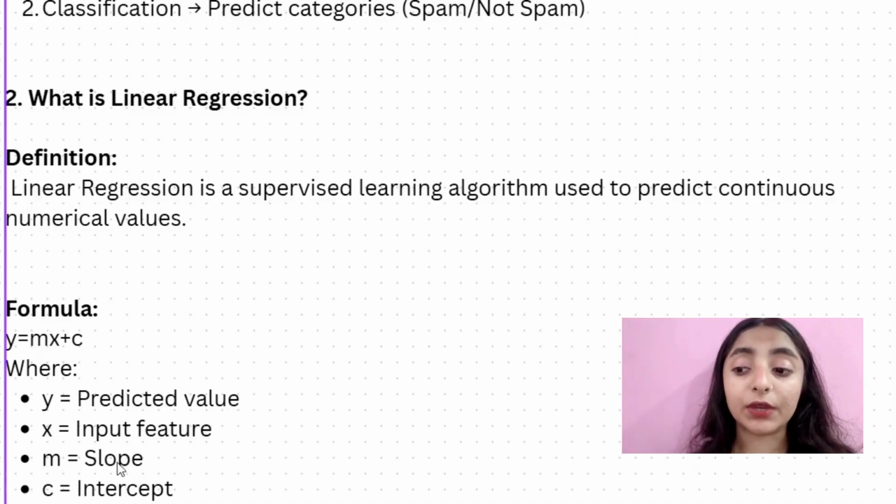x is the input feature we are giving, m is the slope, where linear regression follows the linear equation, meaning a straight line. So it comes as slope and intercept. We all know that it is at the x and y intersection. We'll talk about that briefly.